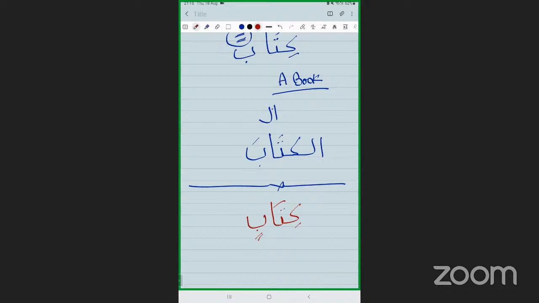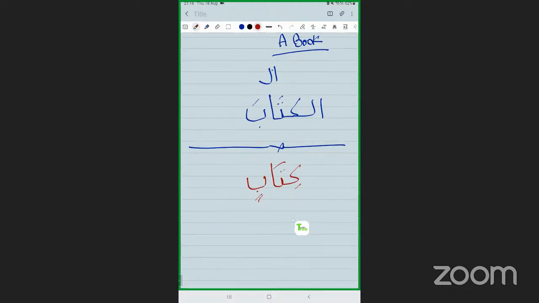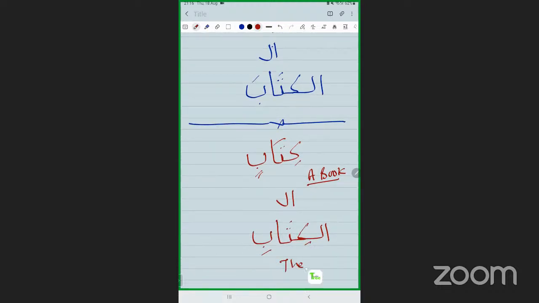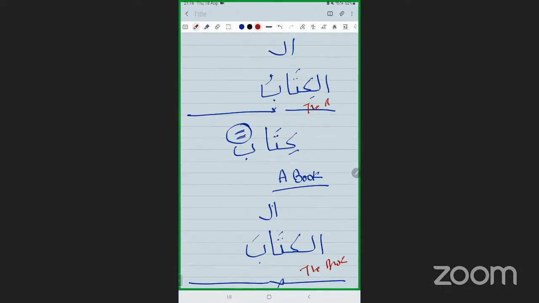Now you have to tell me whether this is definite or indefinite. It's indefinite because of the tanween. Now, sister, use al and make it definite. Now, what will be the translation? A book. Now make it the book. What should I write? Al-kitabi. And now it will be translated as the book. Even here, the book.